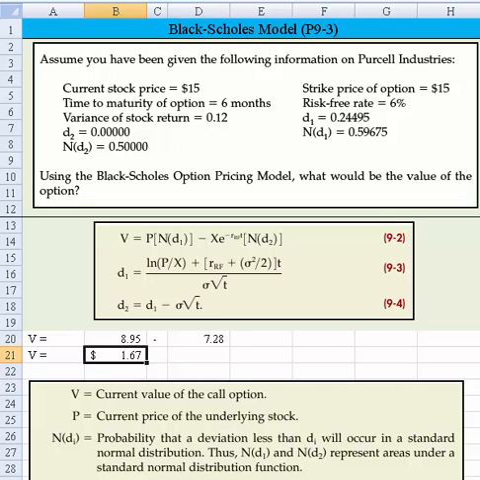So let me actually put these into dollar signs, and we've solved this one. Thanks, everyone.